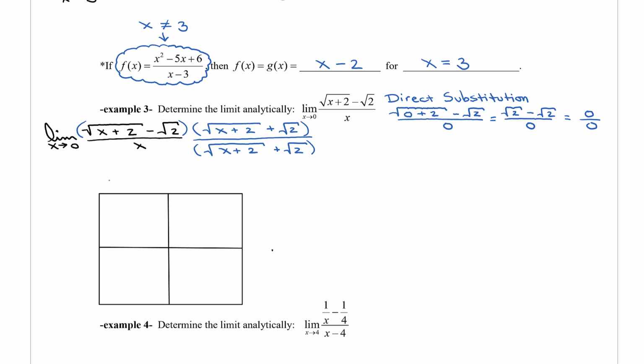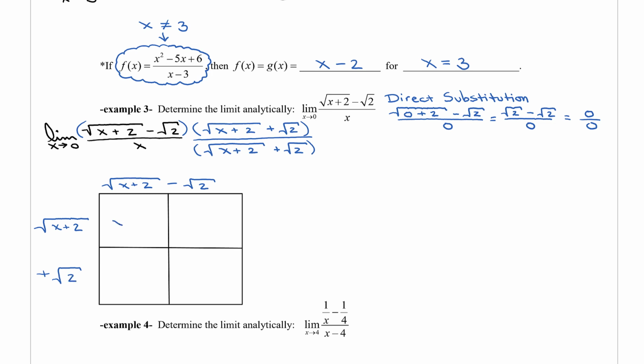I'm going to use the box method to multiply what we have in the numerators. Across the top of the box, I'm going to write the square root of x plus 2 minus the square root of 2. And alongside the left-hand side of this box, I'm going to write the square root of x plus 2 plus the square root of 2.